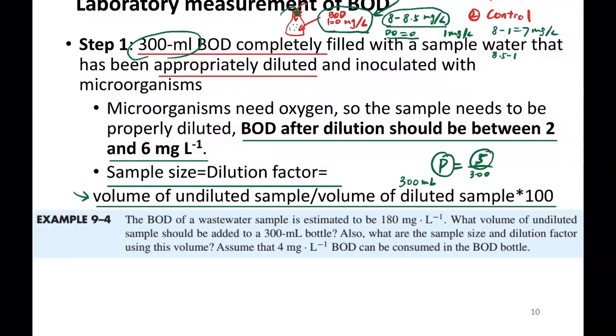So here I have a second quiz to simply show you why this dilution factor matters, right? So let's say if the BOD in one bottle is 5 milligram per liter and it is diluted twice from the wastewater, okay? So what is the BOD of the wastewater or the original wastewater?